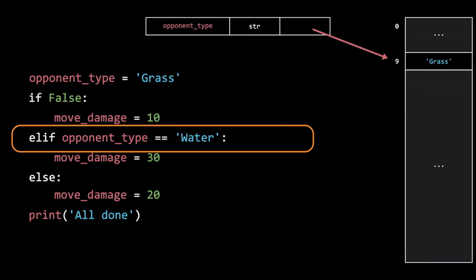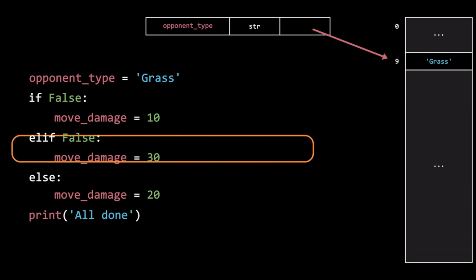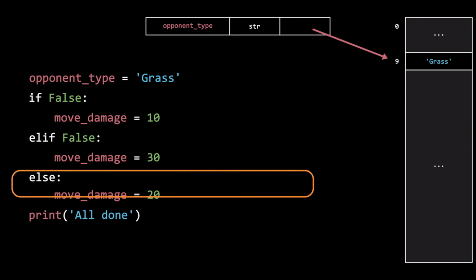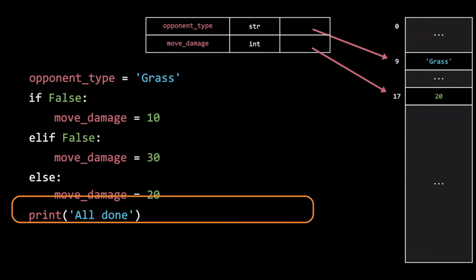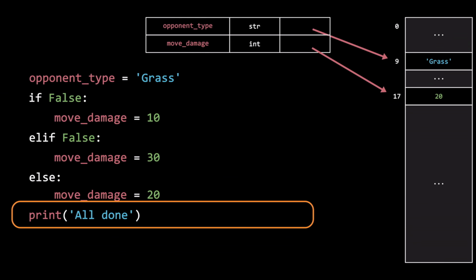Then we check to see if opponent type is equal to water. Again, it's not. So this evaluates to false, and we skip over the code for move damage. So it picks up the else statement. So we do execute the code move damage equals 20. So when we're finished, the move damage is equal to 20 in this case. You can add as many elifs as you want. If you have additional conditions to check, you can add more elif conditions in order to handle those situations.